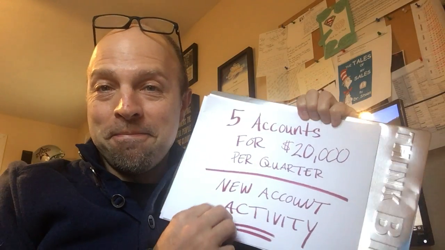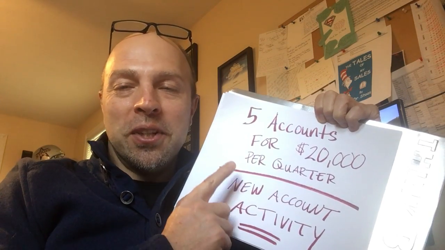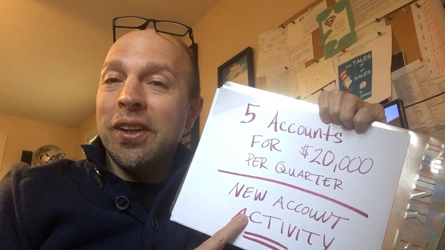Today we're going to talk about one of my favorite topics, 5 accounts for $20,000, which is recorded per quarter. What we're trying to do is measure new call activity. And so here's the difference.